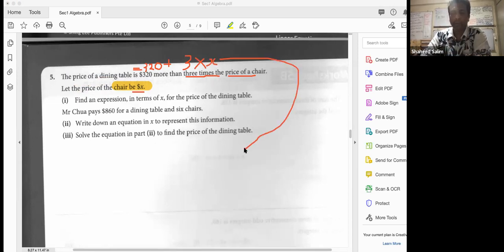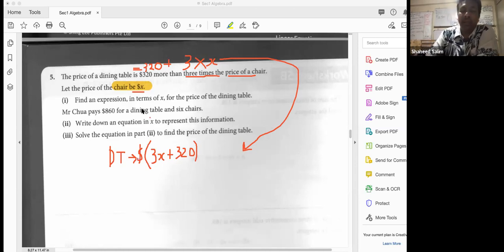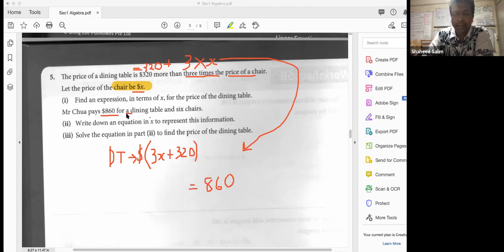How to simplify? So the price of the dining table, 3 times X is 3X, plus 320. Because they say it's $320 more than the 3 times of the price of the chair. So you want to put dollar sign like that. So now what to do? They give you an equation, you see. $860. I'm going to write 860 here. What is it equal to? It is equal to one dining table.